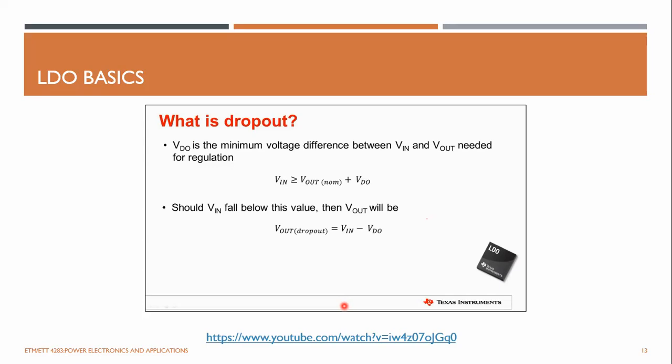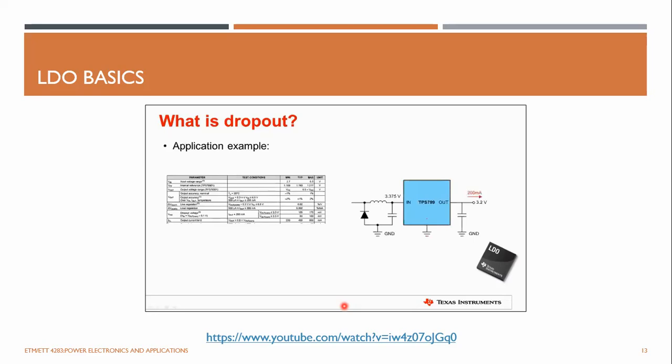yield the desired output. In this case, the output voltage will track the voltage input minus the dropout voltage, as the formula shows. As an example, consider an LDO like the TPS799, as shown on the right. We picked this LDO because it has a fixed 3.3 volt output we can leverage. If we look at the datasheet, we can determine that this LDO's maximum dropout voltage is specified at 175 millivolts for a current output of 200 milliamps.